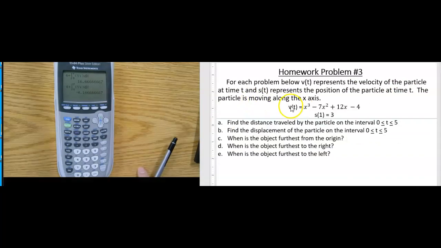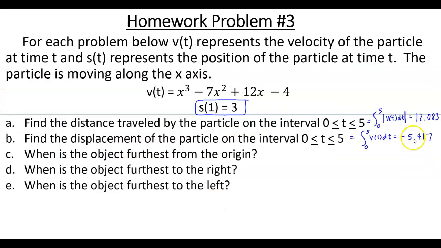All right. So here's one for you guys. Go ahead and pause the video, and when you unpause it, you will see the solutions. All right, so here's the answers to the first two, the distance and the displacement.